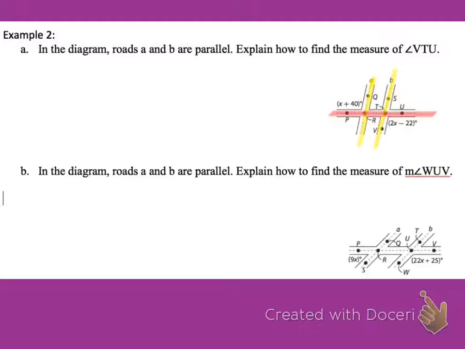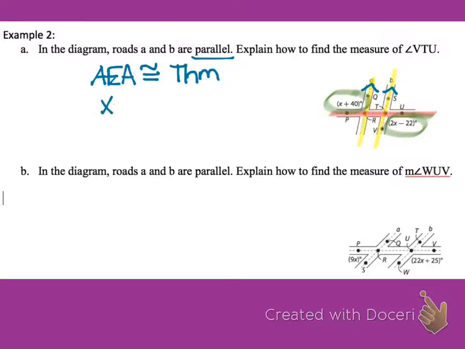So if we look at the two angles that are labeled here, you can see that this angle right here and this angle right here are in the position of alternate exterior angles. And since they tell us that the roads are parallel, so these are parallel here, we know that by the AEA, alternate exterior angle congruence theorem, these have to be equal. So that's x plus 40 would have to equal 2x minus 22.